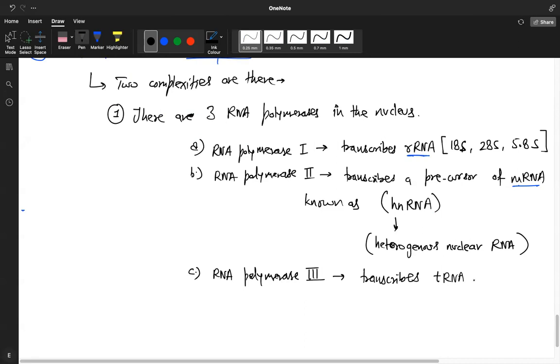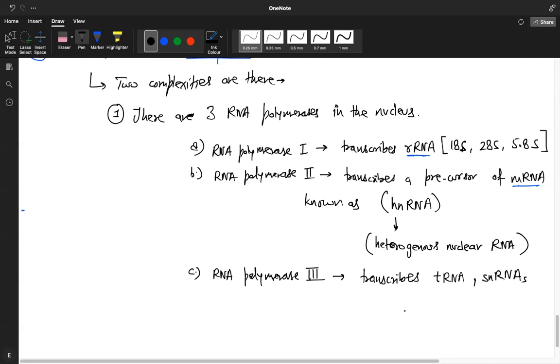So RNA pol 3 transcribes tRNA, and it also transcribes snRNA, small nuclear RNA. Again, the word says nuclear RNAs, so it's clear that they stay in the nucleus. They are small nuclear RNAs.